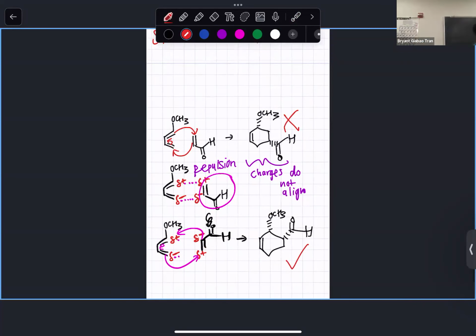And we'll do more examples of this where the EDG could be here or here, and if the dienophile has more than one group, next session with the HOMO-LUMO as well. But that's an introduction of the regio and stereochemistry of that. Okay, that is it. Any questions?